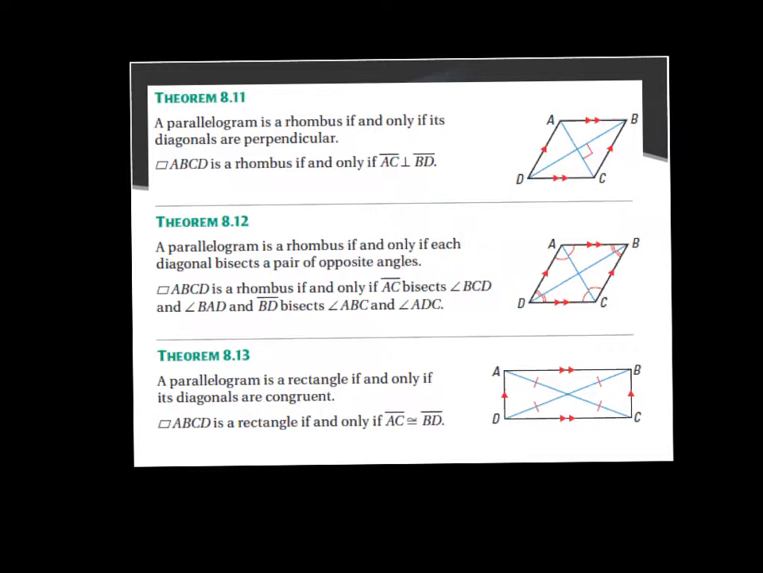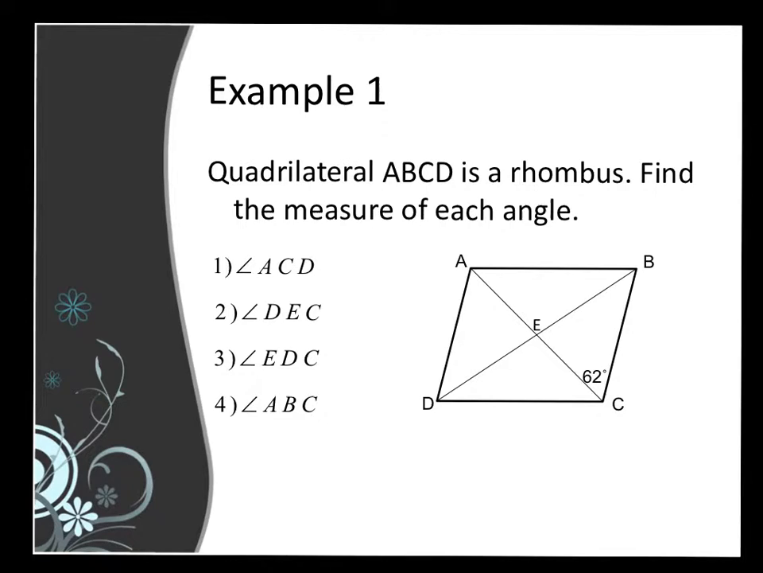Anybody still coming down? All right, so it says quadrilateral ABCD is a rhombus. Find the measure of each angle. So I'm only given one angle. What else do I know about these angles? Not a rectangle, it's a rhombus. What do I know about what happens where that diagonal hits angle BCD? It's bisected.